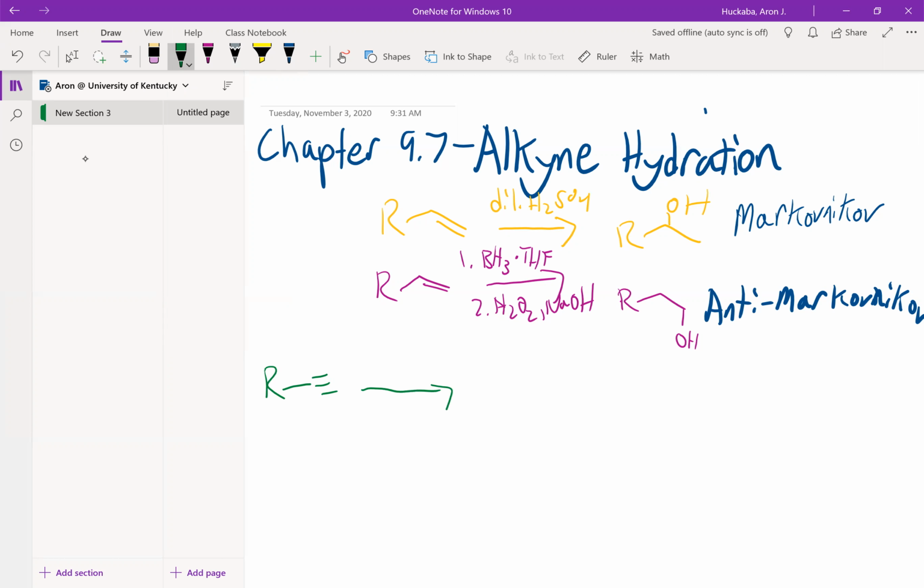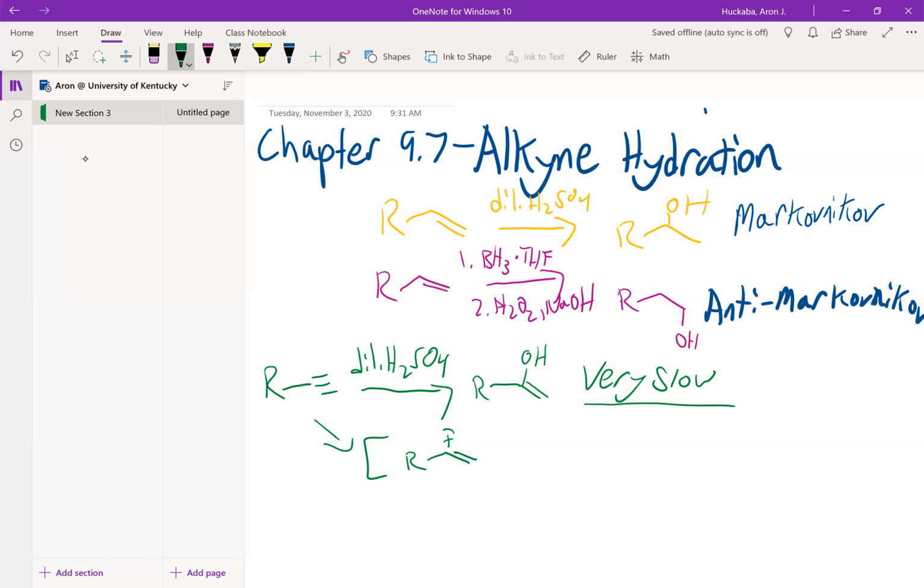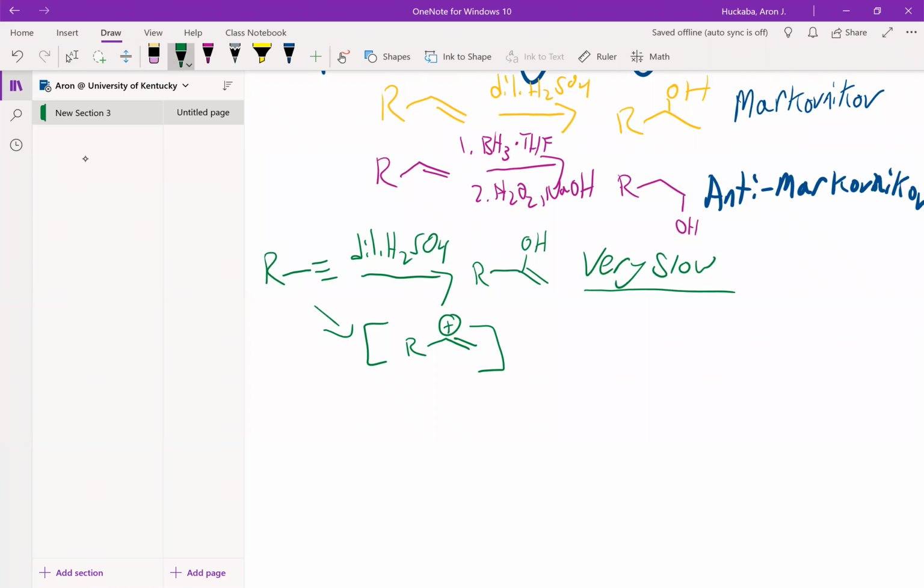It turns out that if we add dilute acid to an alkyne, we end up getting a hydration product, or more specifically, this product, but it is very slow. The reason we get a very slow hydration with dilute acid is because we go through this intermediate, which is very high energy, because that carbocation is not stabilized by any resonance, as we talked about in chapter, I think that was 3 maybe? If not 3, then definitely 6.